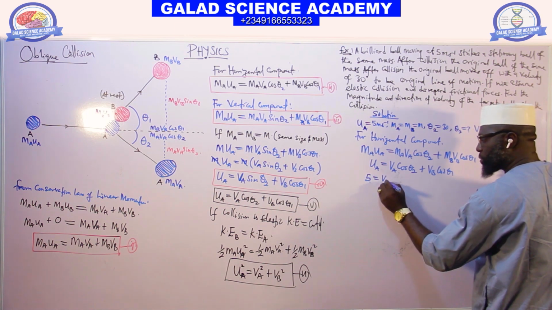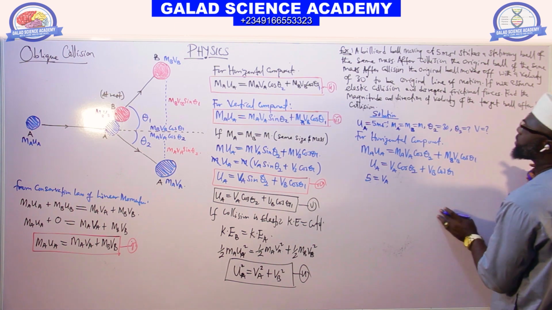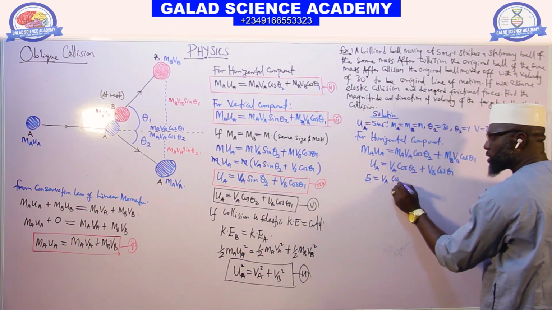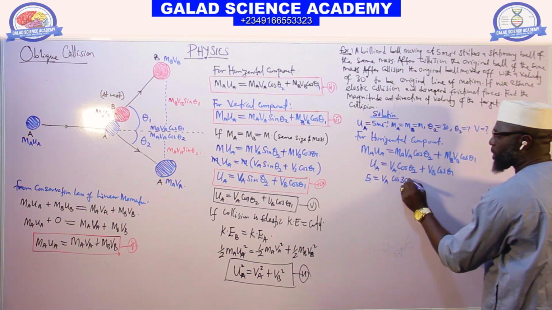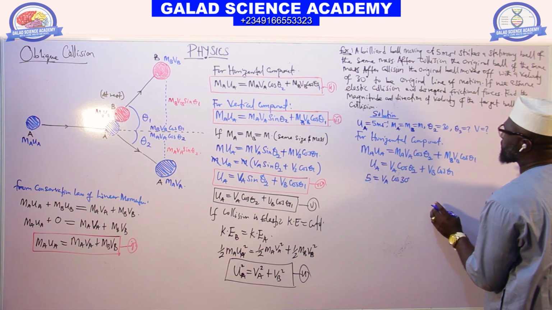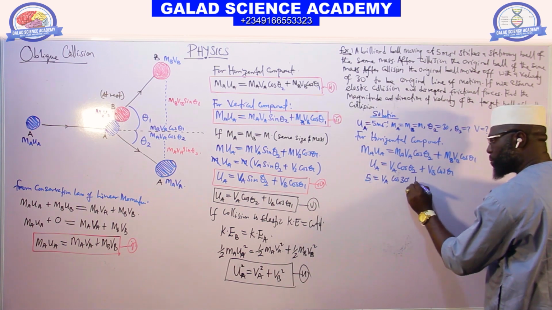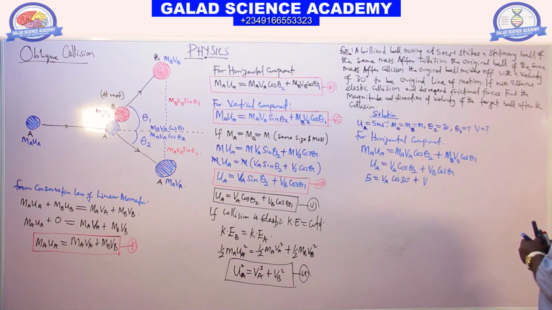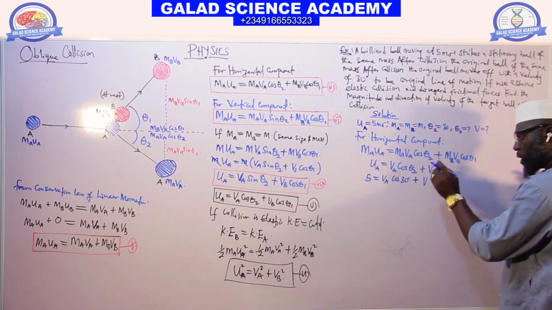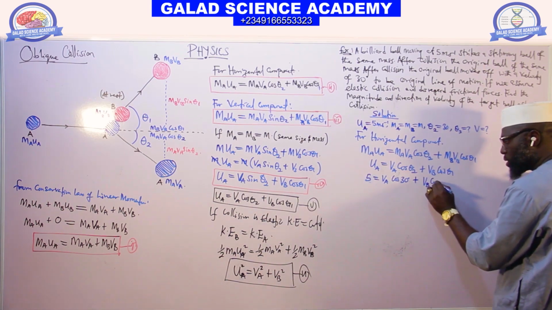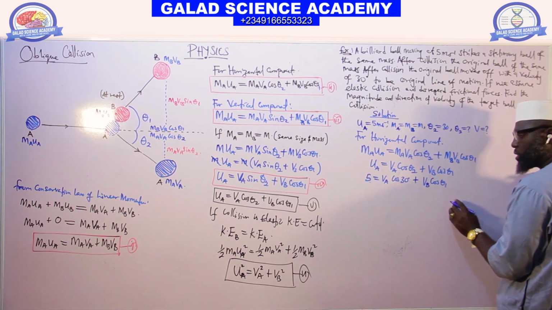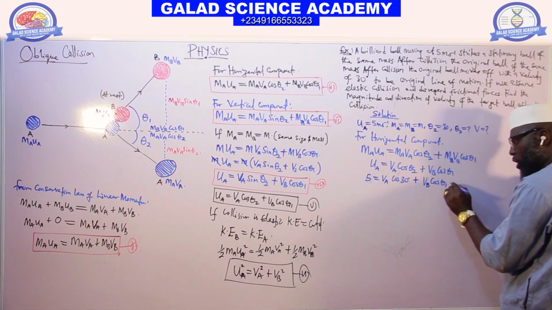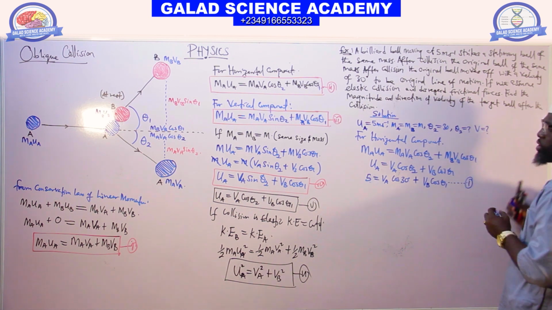VA is unknown, cos of the angle of that one, cos 30, plus VB, unknown, cos theta 1. You can call it equation 1.